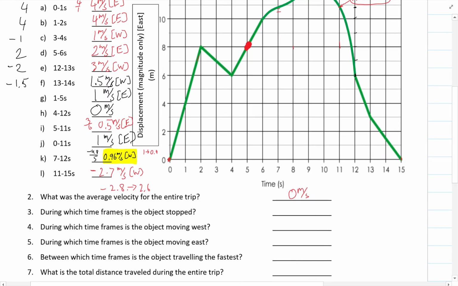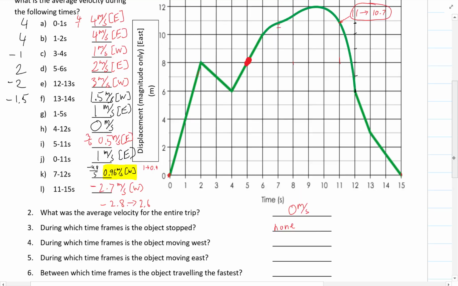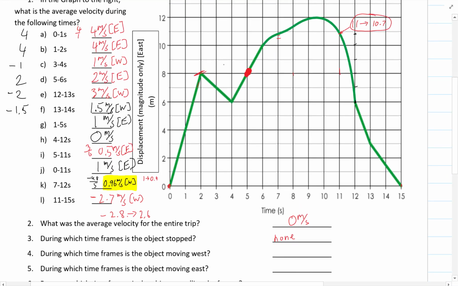Which time frames is the object stopped? I would say almost none. Okay, almost none. Like, is it stopped here? Is it stopped there? Questionable. Is it stopped here? I would say yes. It is probably stopped right there because the slope of that curved line is 0.